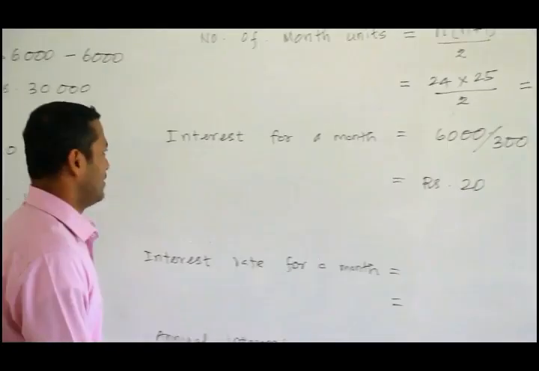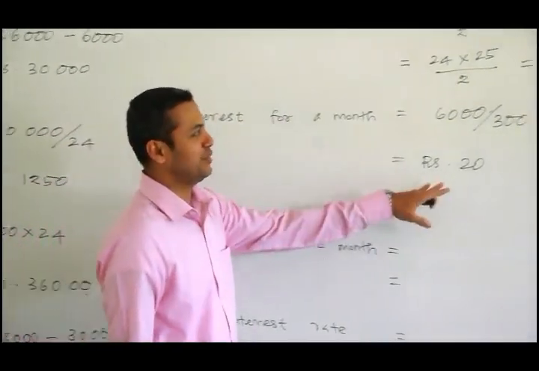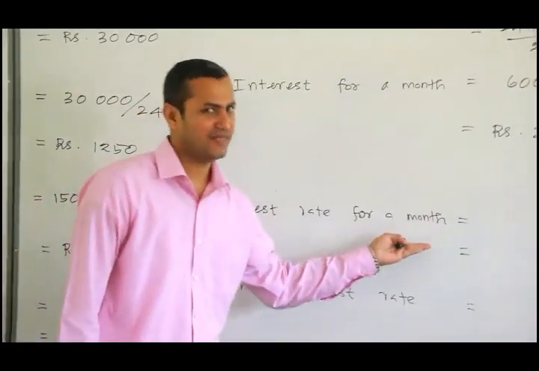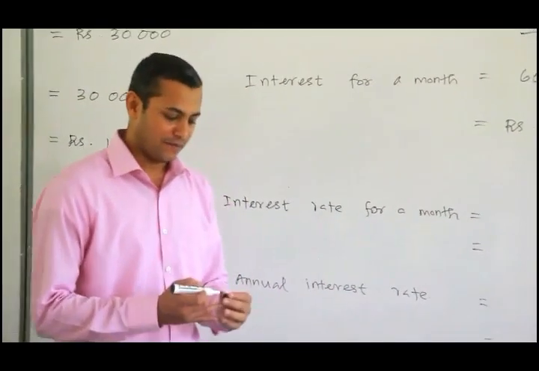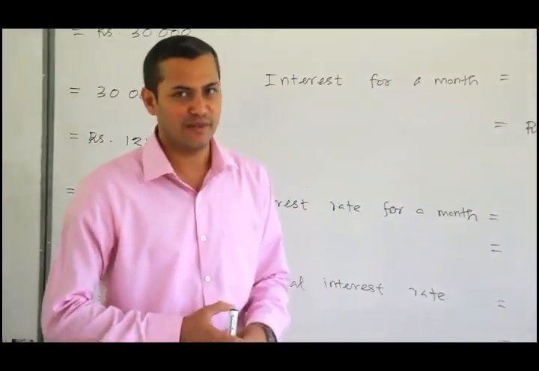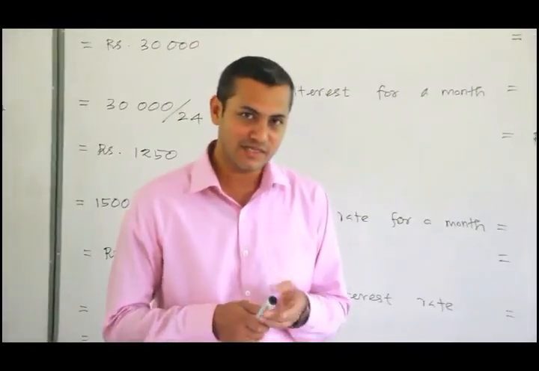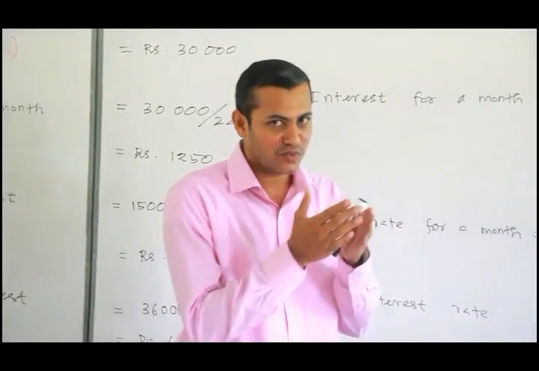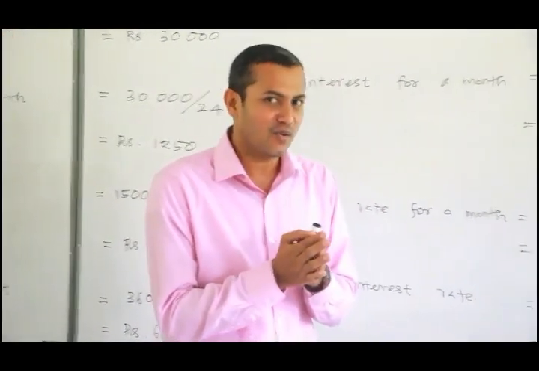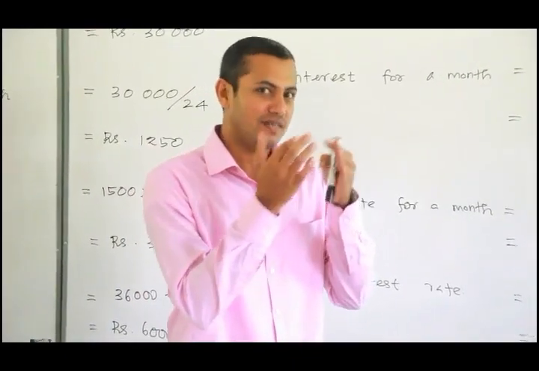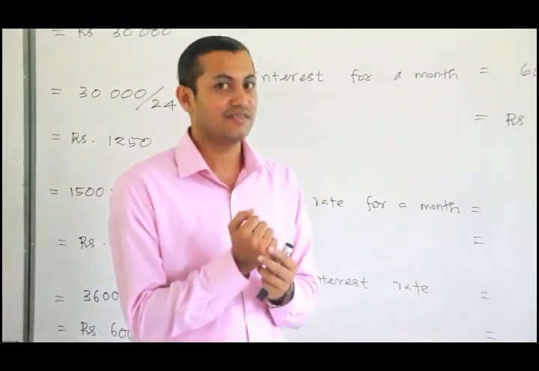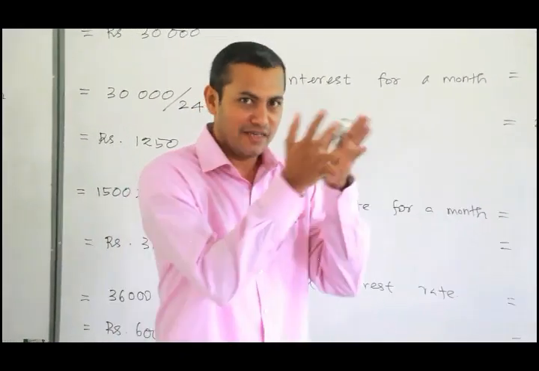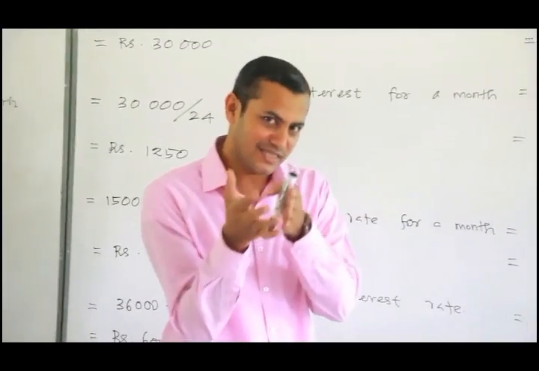Alright. Now we know interest for a month is how much? Rupees 20. Now to get the interest rate for a month, you know how to calculate the profit percentage? Profit percentage equals profit over cost into 100. Loss percentage, loss over cost into 100. Discount percentage, discount over mark price into 100. Similarly, interest percentage, interest rate, is interest over loan into 100.